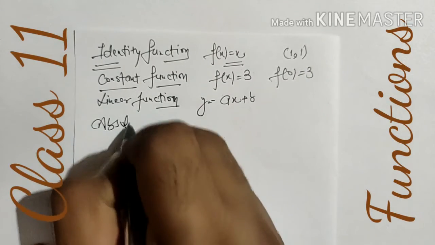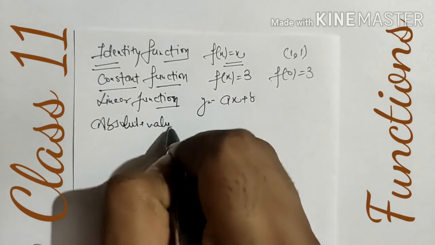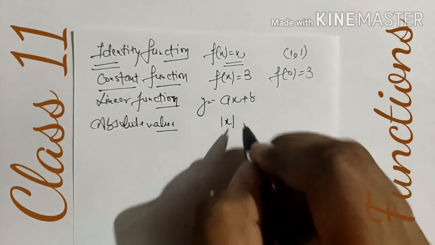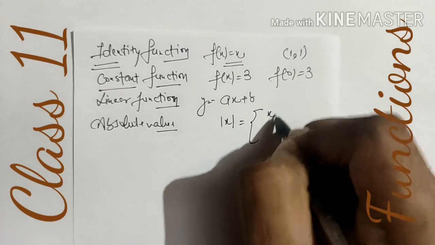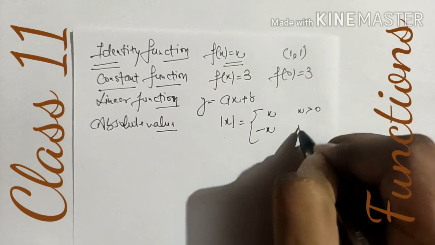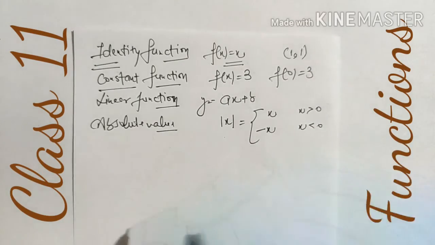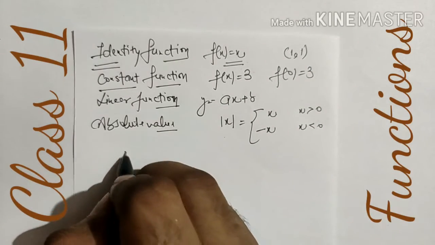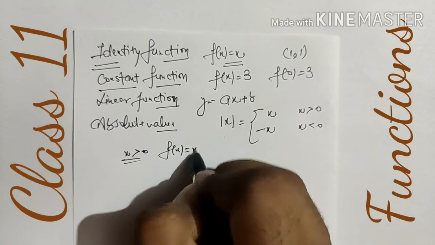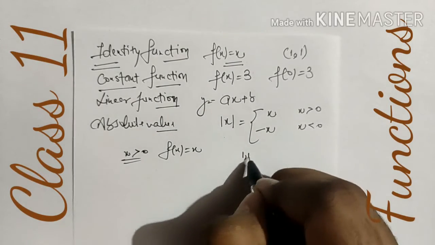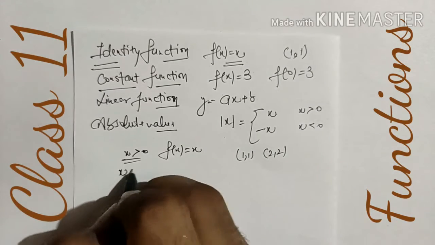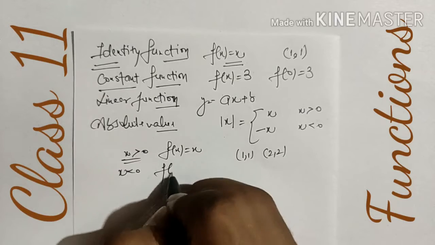Next type of function is the absolute value function. Absolute value means always positive. It has two values: it is x as it is when x is greater than 0, and the negative of x when x is less than 0. Why do we take it like this? If we see here x greater than 0, if we put x is equal to 1, the answer does not change. Input and output are the same, like a doublet.